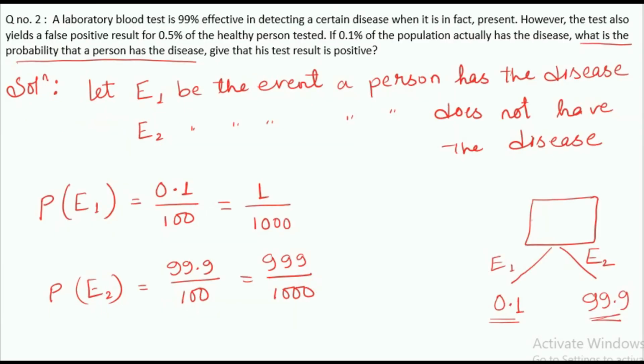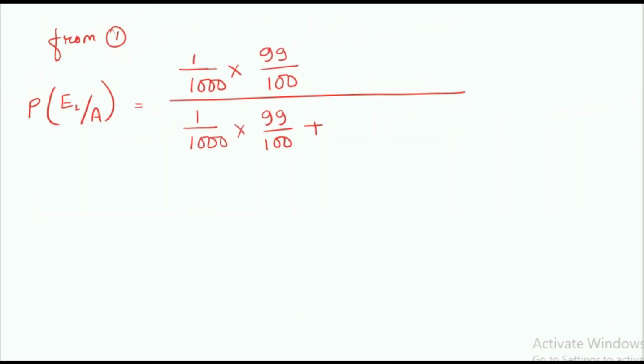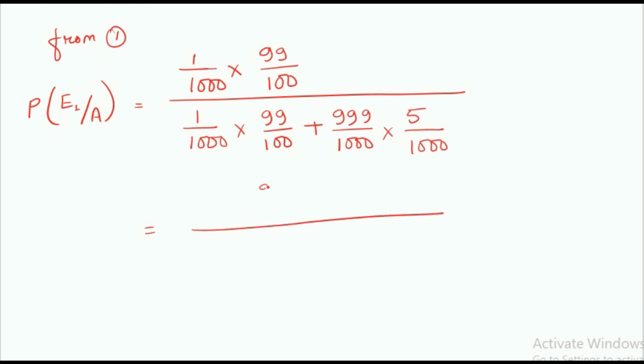The probability of E2 is 999 by 1000, into the probability of A given E2, that means 5 by 1000. So if you multiply, you will get 99 by 1, 2, 3, 4, 5, plus 999 into 5. You can do the calculation.